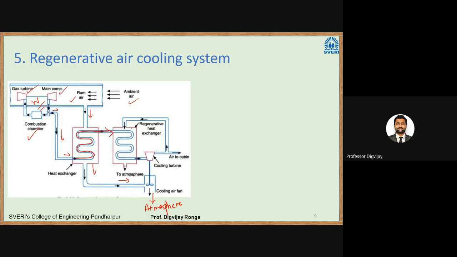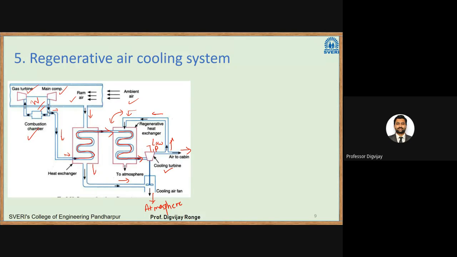So what happens in the regenerative heat exchanger? Please see here, this air is passed through this regenerative heat exchanger. It is expanded in the cooling turbine. Whenever expansion takes place, temperature will also reduce. So here we have very low temperature and low pressure air, and that is passed to the air cabin. So our objective is fulfilled. But what is happening here? Some part of it is bypassed, and that is again used to cool this air. So there will be a heat exchange between these two air streams.